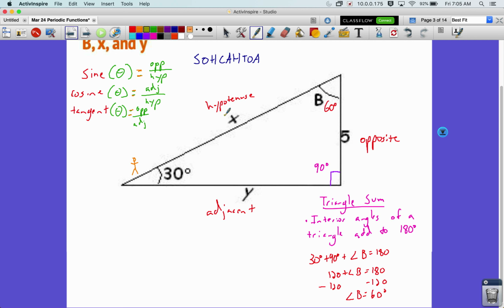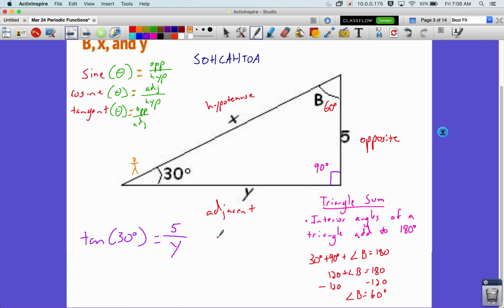All right, now I want to solve for one of these. Actually, I want to solve for the y first. So I need to use a side length that I know, which is this 5 over here, the opposite, and I want to solve for the adjacent. So I go look at these here, which of these includes both opposite and adjacent? It's tangent. So if I take the tangent of 30 degrees, when I plug this into the calculator, it's always going to give me the ratio of the opposite, which I'm just going to fill in as a 5 right now, over the adjacent, which is a y.